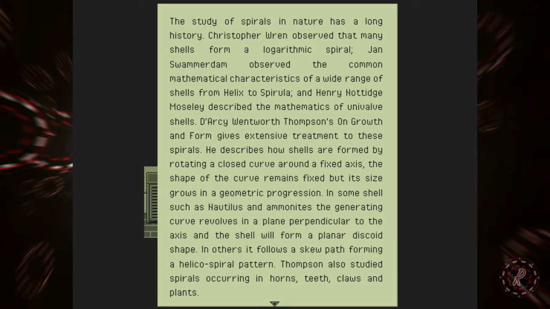Holy crap. The study of spirals in nature has a long history. Christopher Wren observed that many shells form a logarithmic spiral. Jan Swammerdam observed the common mathematical characteristics of a wide range of shells from helix to spirula. And Henry Moseley described the mathematics of univalve shells. D'Arcy Wentworth Thompson on Growth and Form gives extensive treatment to these spirals. He describes how shells are formed by rotating a closed curve around a fixed axis. The shape of the curve remains fixed, but its size grows in a geometric progression. In some shells, such as a nautilus and ammonites, the generating curve revolves in a plane perpendicular to the axis, and the shell will form a planar discoid in shape. In others, it follows a skew path, forming a helicospiral pattern. Thompson also studies spirals occurring in horns, teeth, claws, and plants.